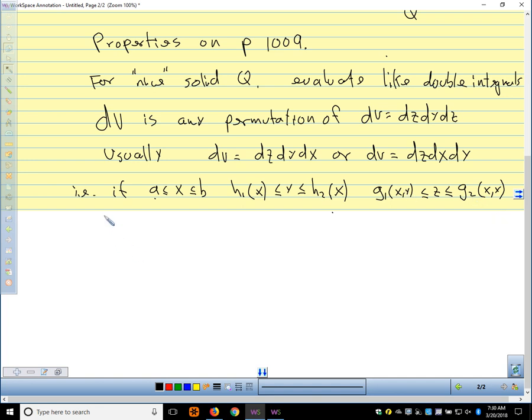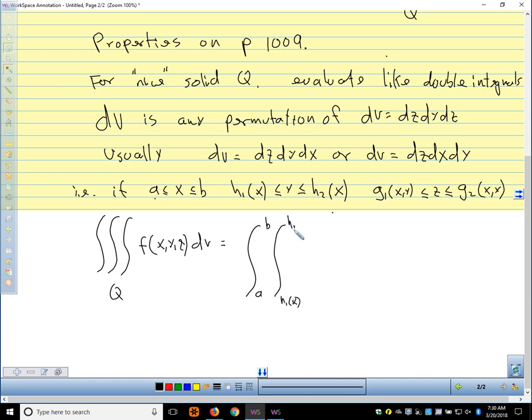Then our triple integral over our region of f of xyz dV is going to be the integral. X is going to go from a to b, y is going to go from h1 of x to h2 of x, and z is going to go from g1 of xy to g2 of xy, and this would be f of xyz dz dy dx.